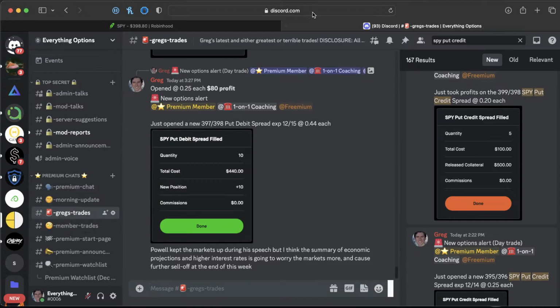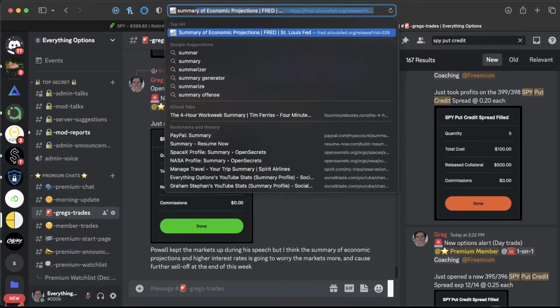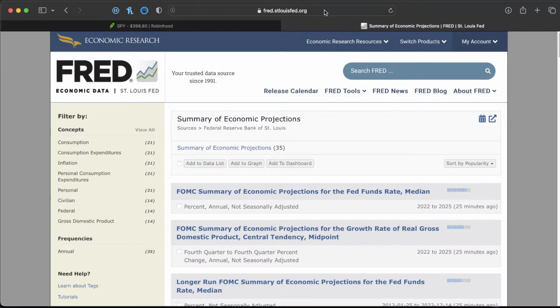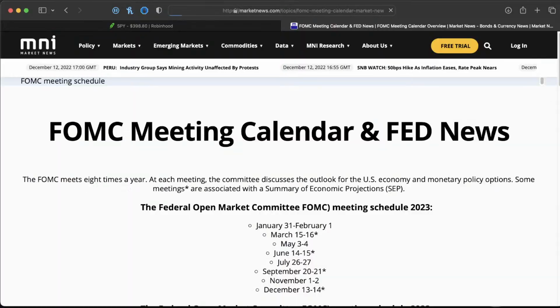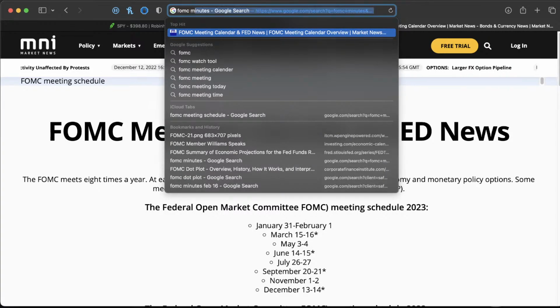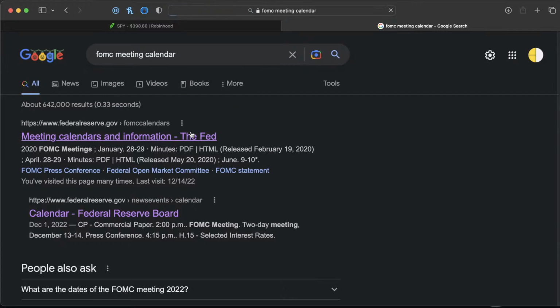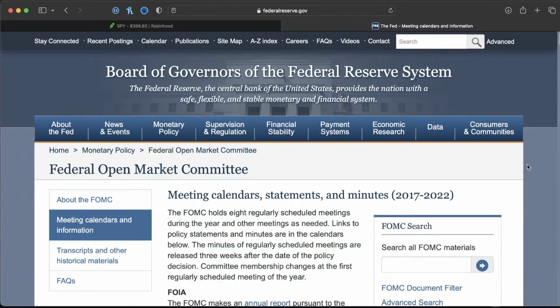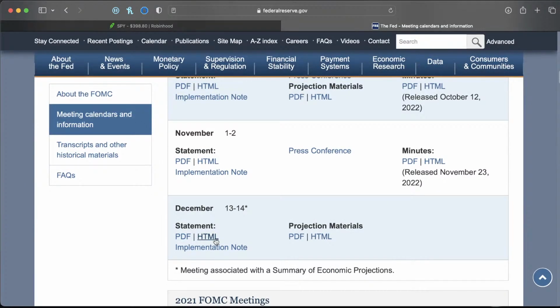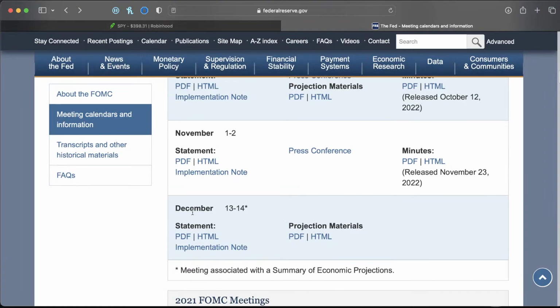if you go to the summary of economic projections, which I think I linked earlier. Nope, that's the wrong FOMC meeting calendar. That's the wrong one too. Go to December. This is not the one we want. We want the projections material, please. Well, what the heck, man? Where's... Oh.